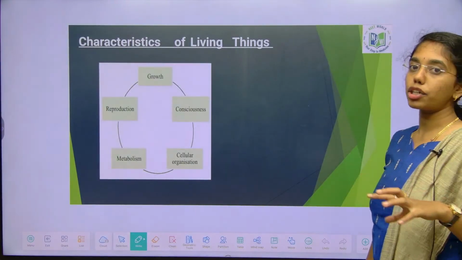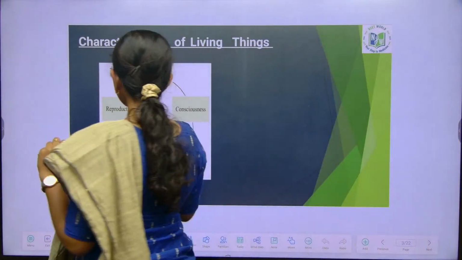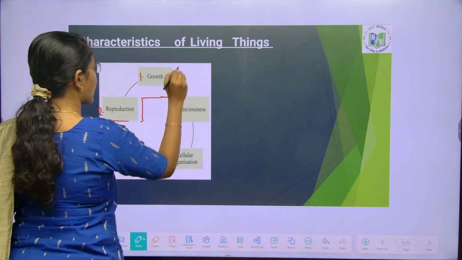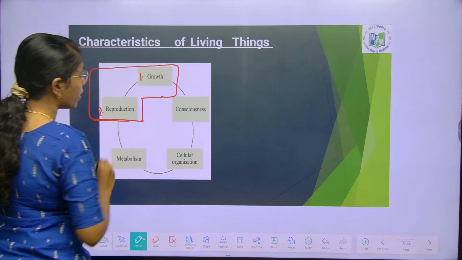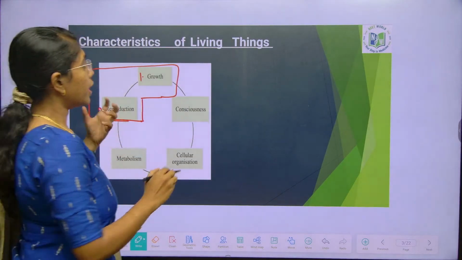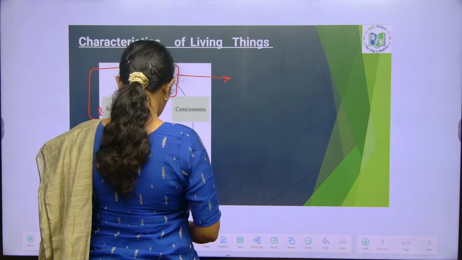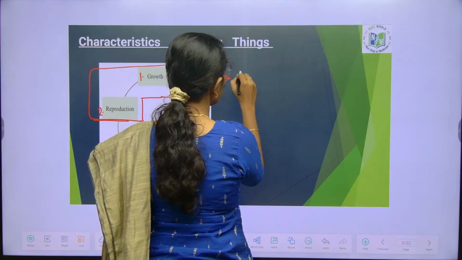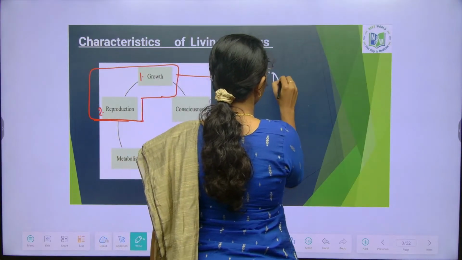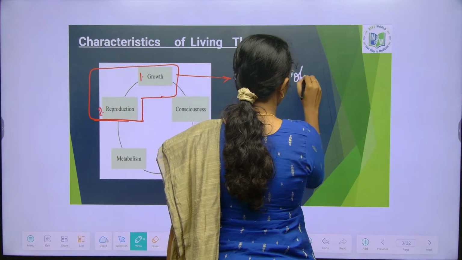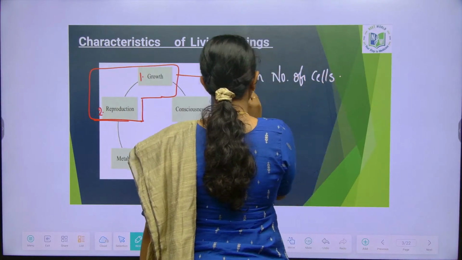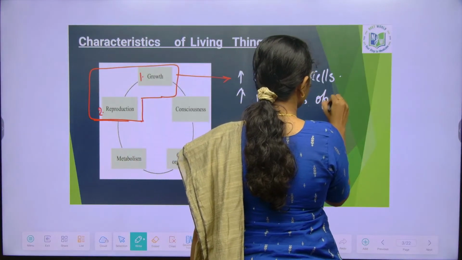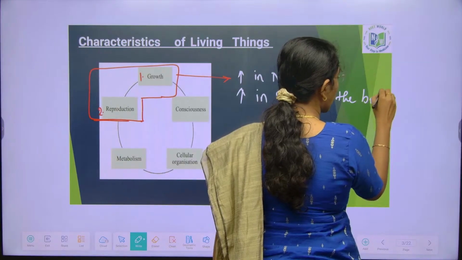What are the characteristic features of living? Growth and reproduction. These both are considered as characteristic features of living. I will tell you why. Growth is measured in 2 terms. One is increase in number and increase in mass of the body. Growth is measured in 2 terms. One is increase in number of cells, and second is increase in mass of the body. Anything is addressed as what?